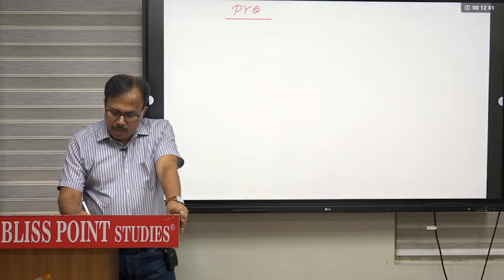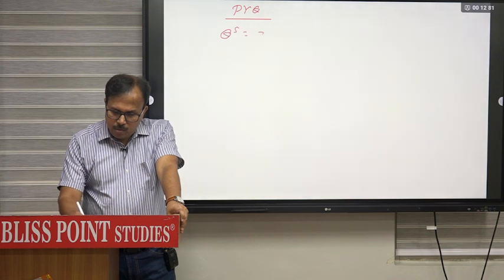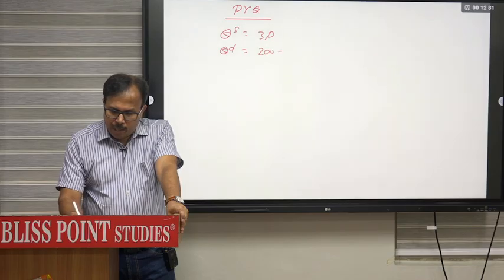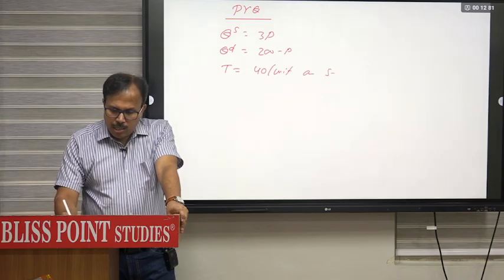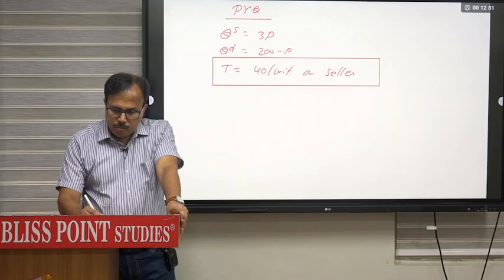Quantity supplied 3p and quantity demanded was 200 minus p, and tax size was 40 per unit on seller. ठीक है, अब देखिए how to solve it.